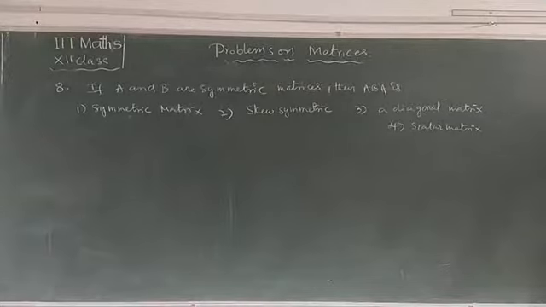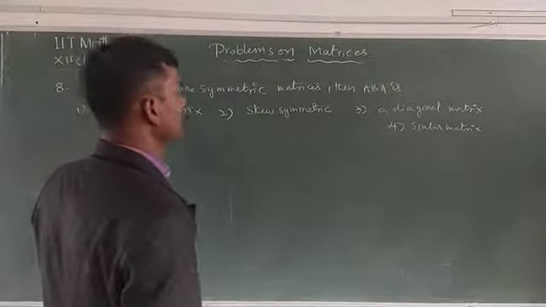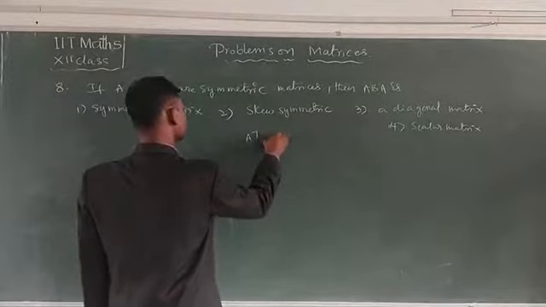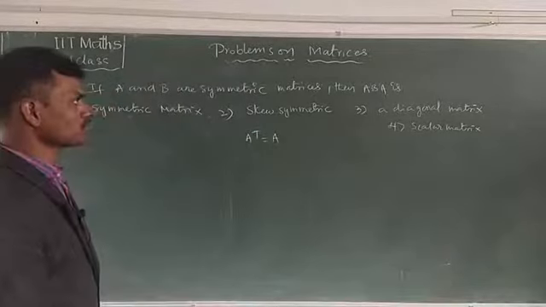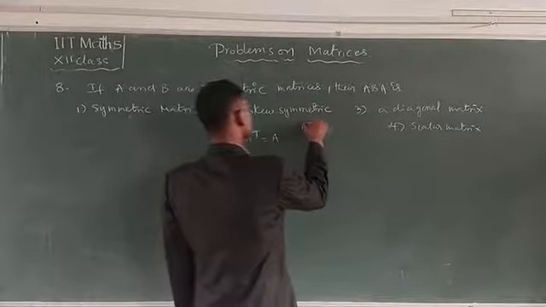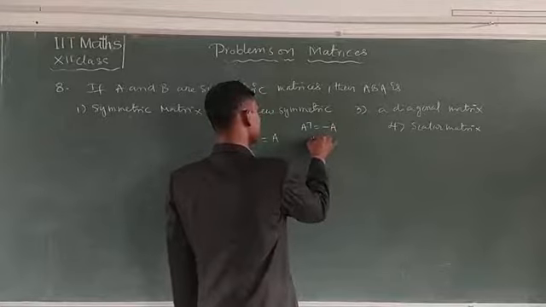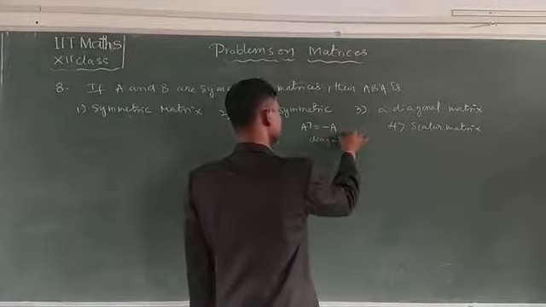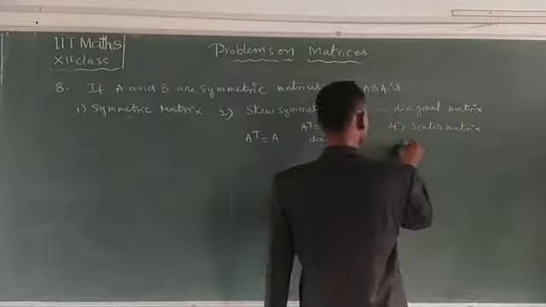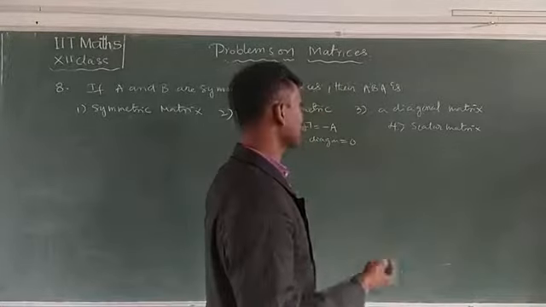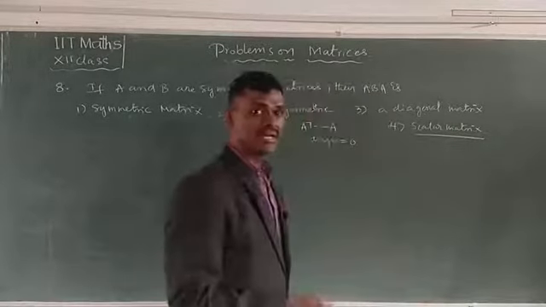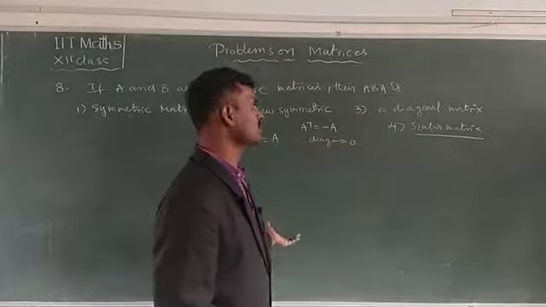Okay, next problem, the 8th one. If A and B are symmetric matrices, then... see here, symmetric matrix means A transpose is equal to A, or B transpose is equal to B, or C transpose is equal to C. A skew symmetric matrix means A transpose is equal to minus A and principal diagonal elements are equal to 0. And a diagonal matrix means a matrix where except the diagonal, all remaining elements are equal to 0.